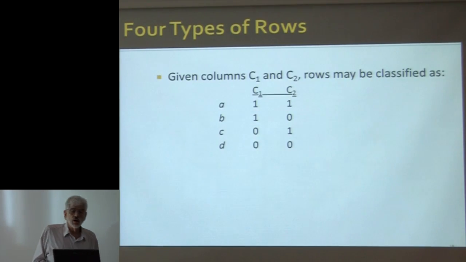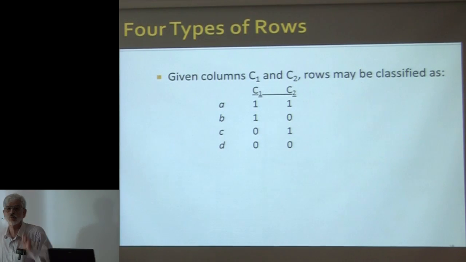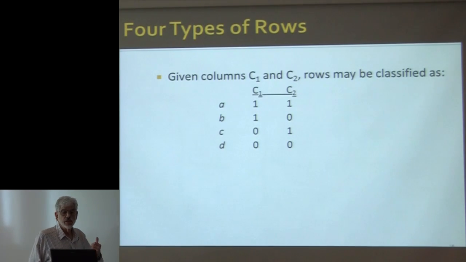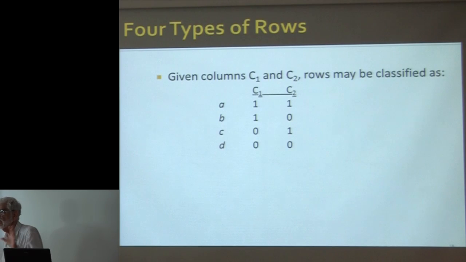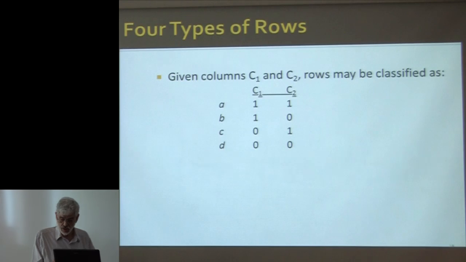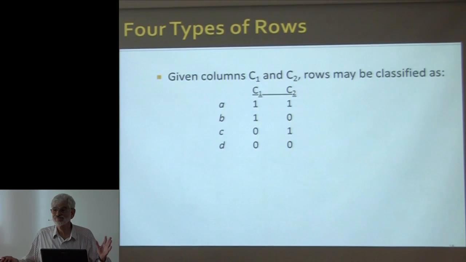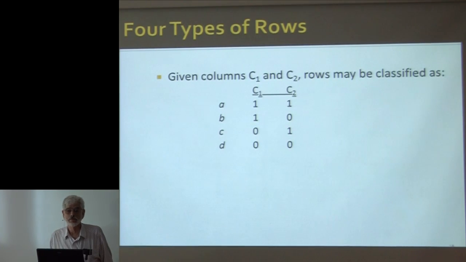Now again, I want to focus on two columns, and for each pair of columns, I can talk about 4 different kinds of rows. A type A row is one where both are 1s. And then B and C rows are those that have a 1 in one and a 0 in the other, or vice versa. And then type D rows, I have zeros in both. Again, most of the rows should be of type D. And by the way, in my examples, that will not be true because you can't really draw sparse matrices on slides.